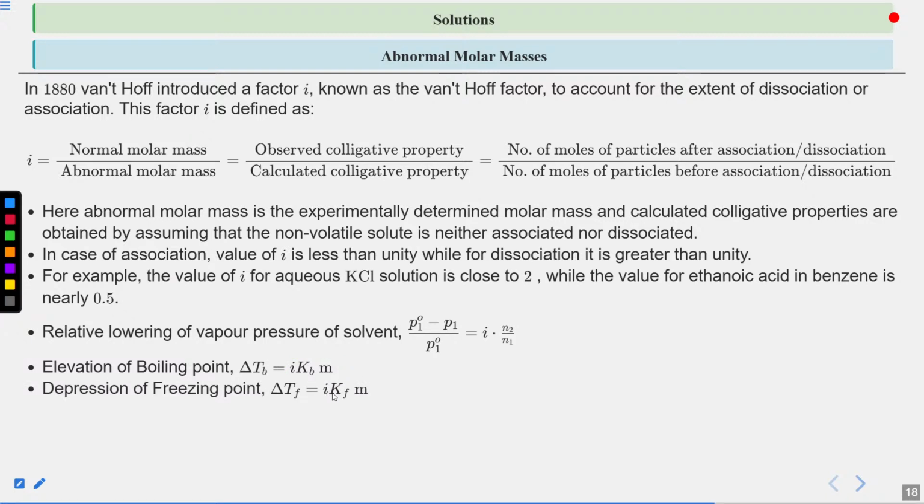For the depression in freezing point, ΔTf, it will be i Kf m. And for osmotic pressure, it will be π = i n2 RT / V. So we have just multiplied our initial formulas with i. I hope you are getting this point. If you have a doubt, you can ask it now. With these formulas, it's very easy to understand if you are aware of the previous formulas.